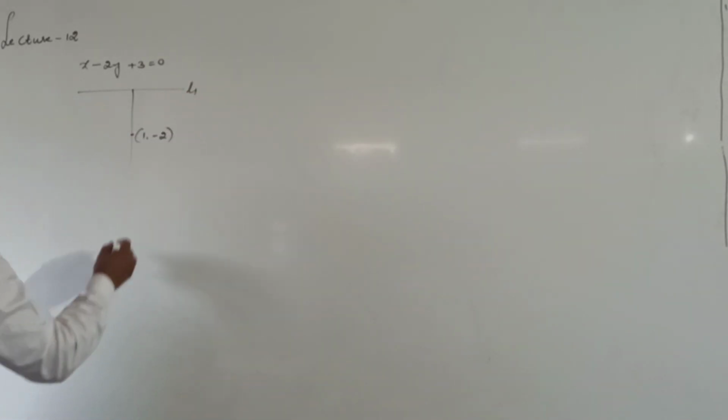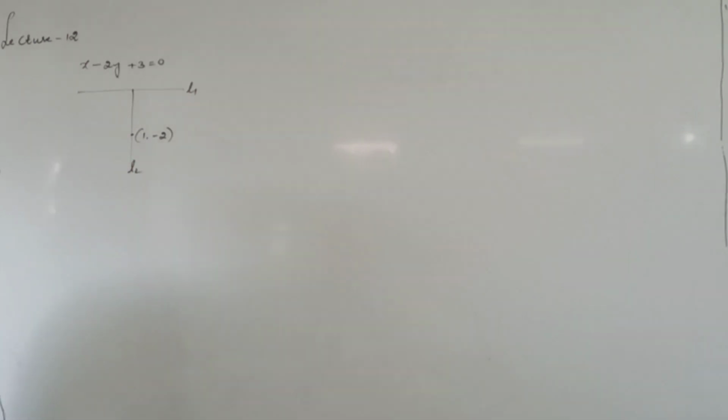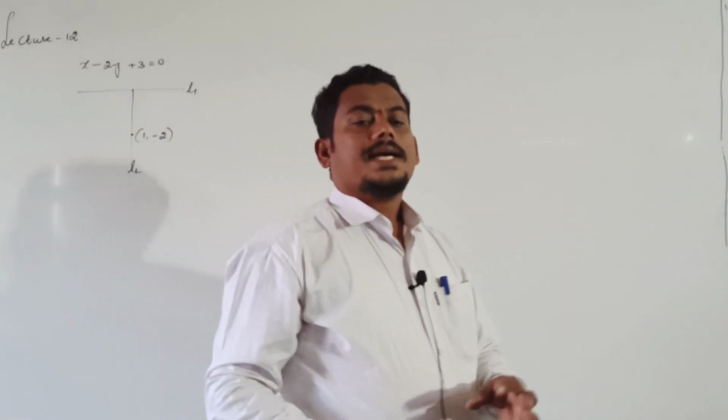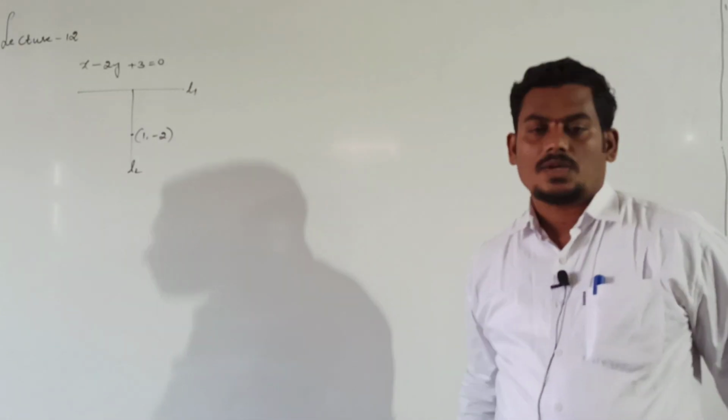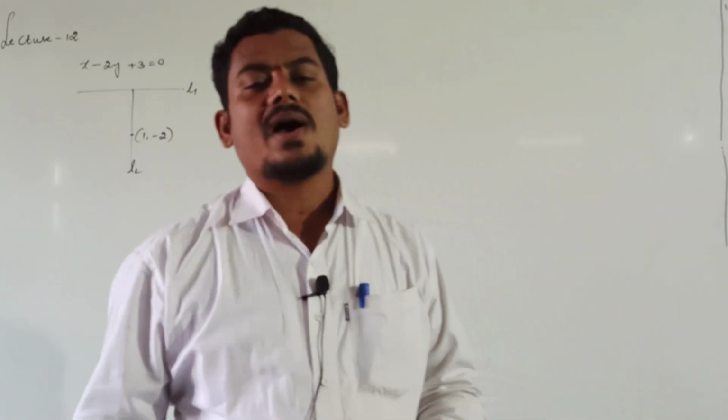Take this as L1 and our required line is taken as L2, right? Take given line as L1 and required line as L2. Tell me what is slope of given line?